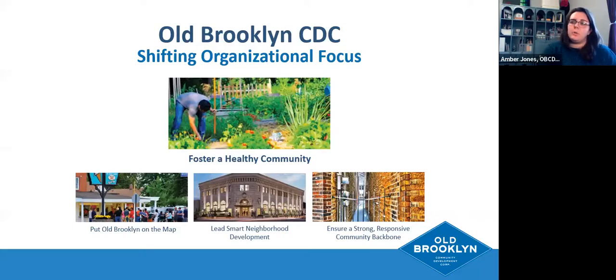So our mission is to grow Old Brooklyn through empowered partnerships, leadership, programming, and advocacy. And through that mission, we were looking at our organization through 4 main pillars, which are on your screen. So fostering a healthy community, putting Old Brooklyn on the map, letting people know where we are, leading smart neighborhood development. And when we're thinking about neighborhood development, that's very focused on community development. That's where we spend a lot of our time in our work. And then the last pillar was around a strong, responsive community backbone, being able to adapt quickly, lead, and grow our neighborhood by being responsive to the needs of our community.